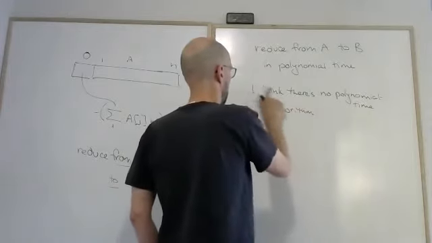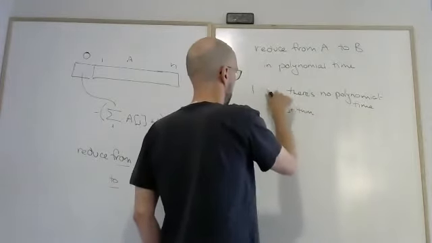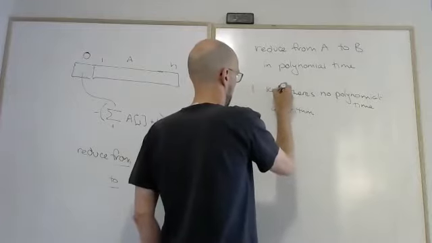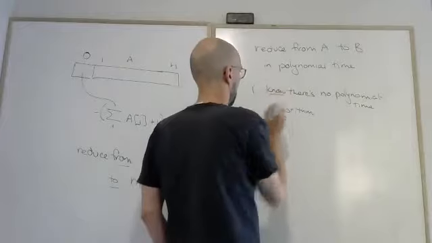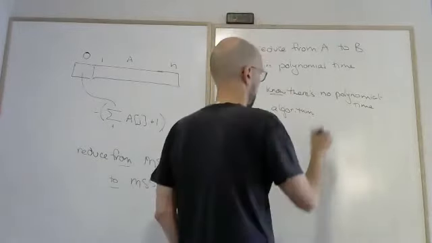Let's say I know there's no polynomial time algorithm for A.